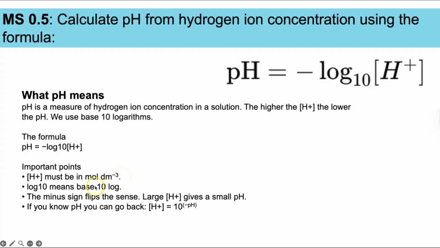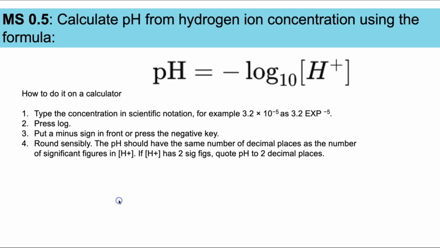Now the log function here is base 10, not natural log, so make sure you're pressing the correct button on your calculator. The minus sign is there so that a high hydrogen ion concentration gives a low pH, and a low hydrogen ion concentration gives a high pH. So that's what we mean by it flips the sense. It basically shows you high hydrogen ion concentration means low pH.